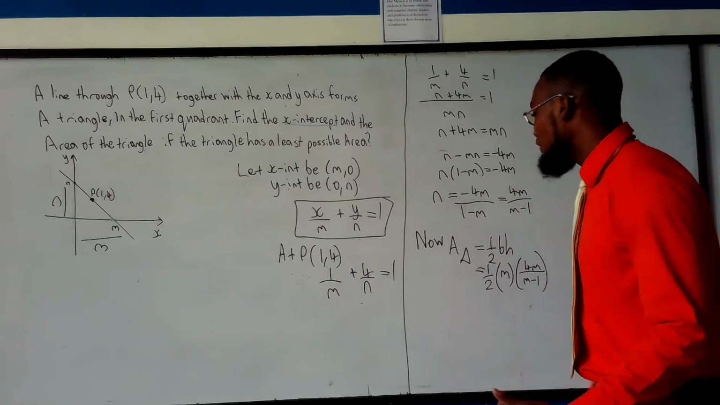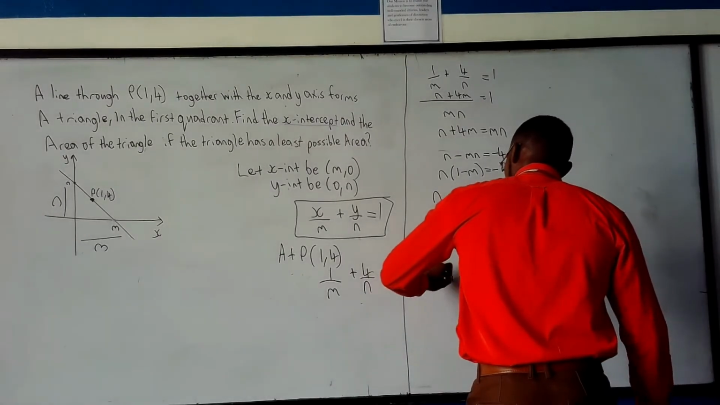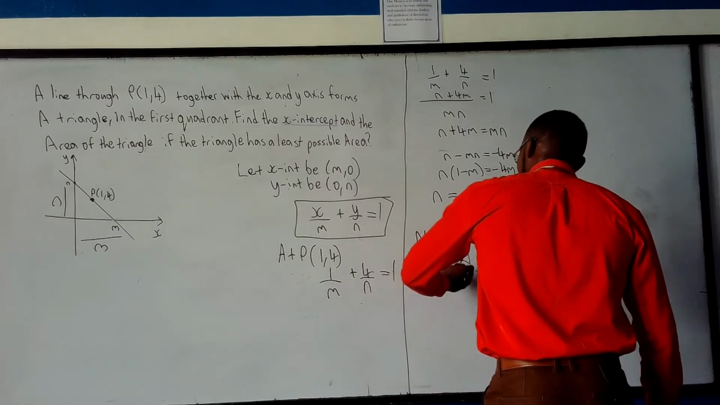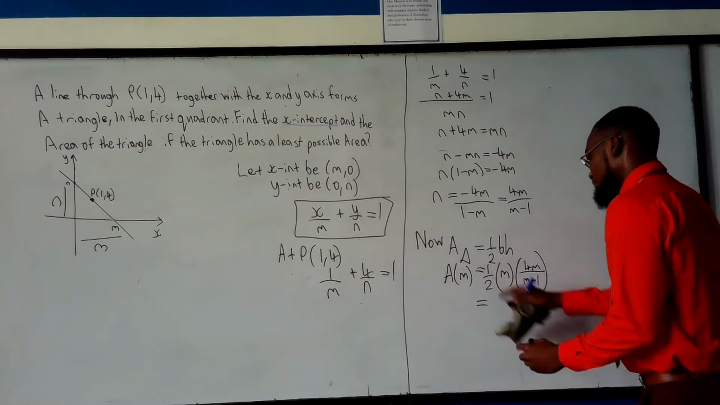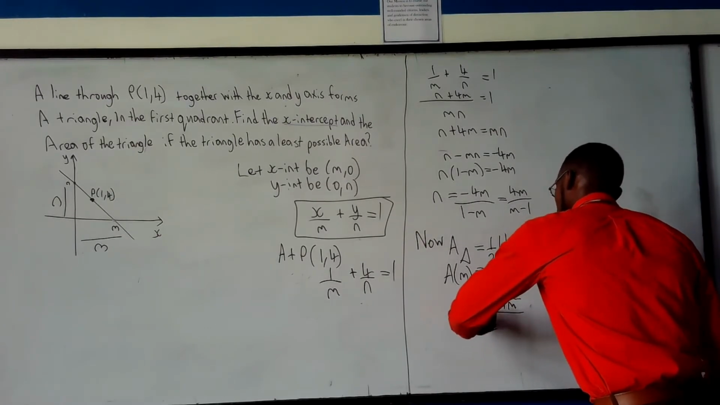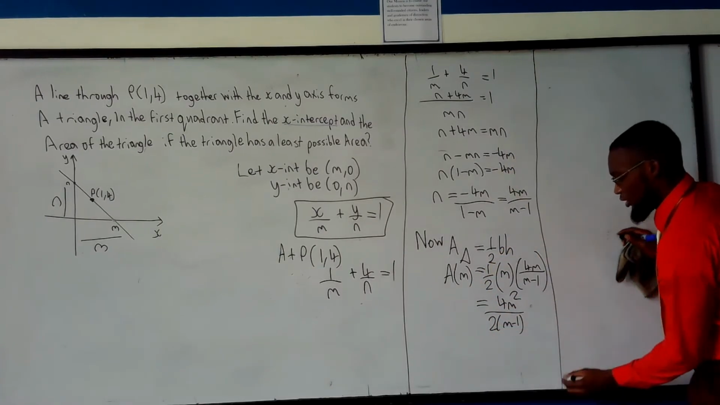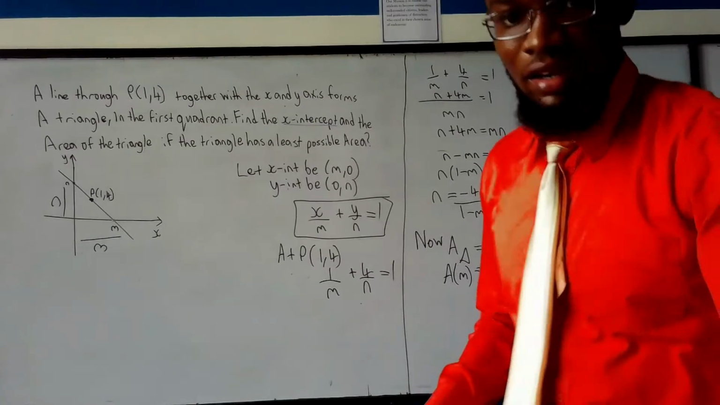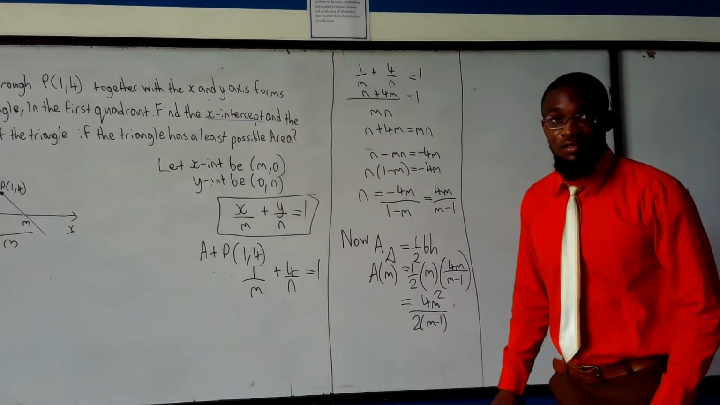Now, if this is the area of the triangle, we can write this as a function of m. So this is the area of the triangle as a function of m. So now the area of the triangle is just 4m squared over 2 times m minus 1. That's the area of the triangle so far. So now we're good.